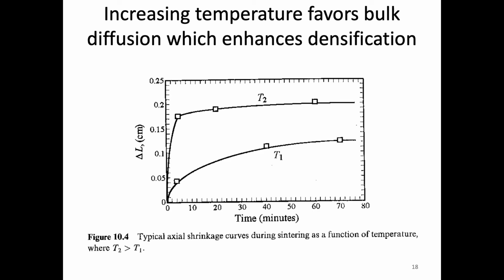And that bulk diffusion, or volume diffusion, is what caused a lot of the densification of those materials. So this one is showing the change in length, so basically how close two particles are together in the change. So the greater the change, the more they're shrinking. And so at this higher temperature, T2 is higher than T1, we get more shrinkage than T1, and you can see it actually happens faster too. And that's because we're favoring volume or bulk diffusion, which favors densification.